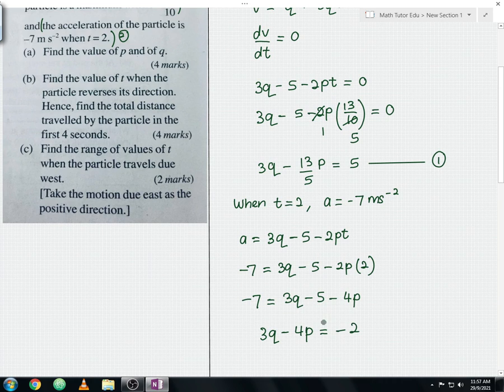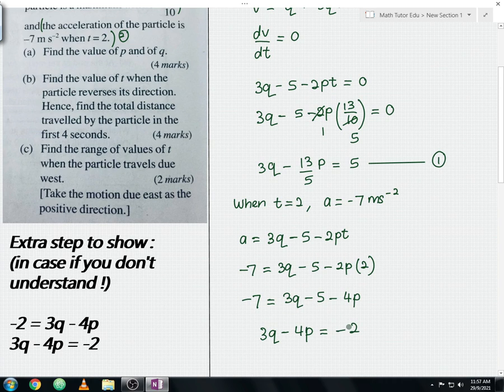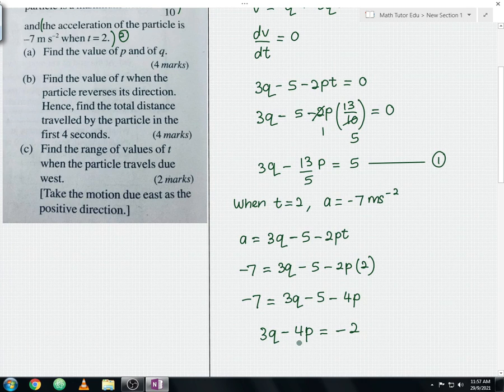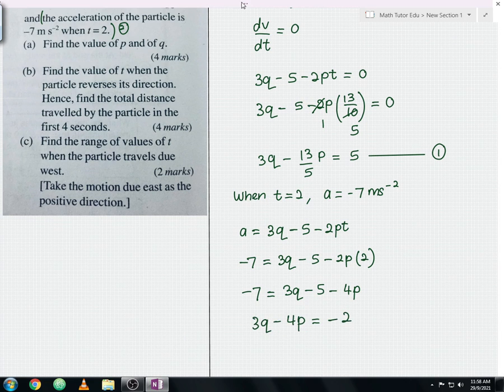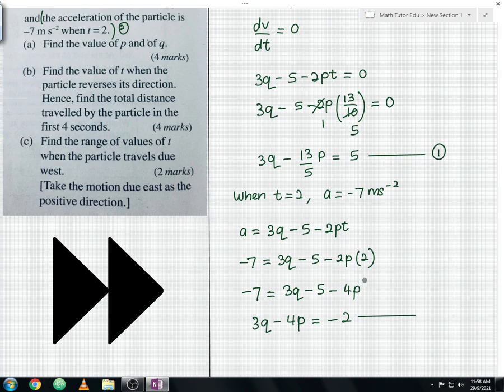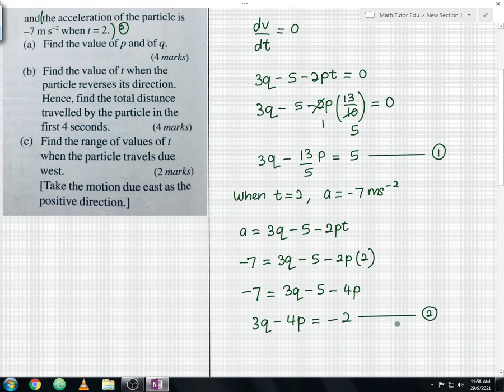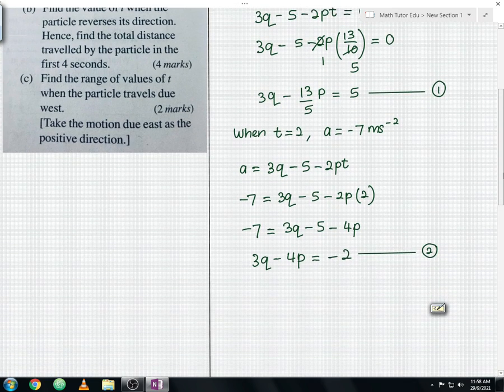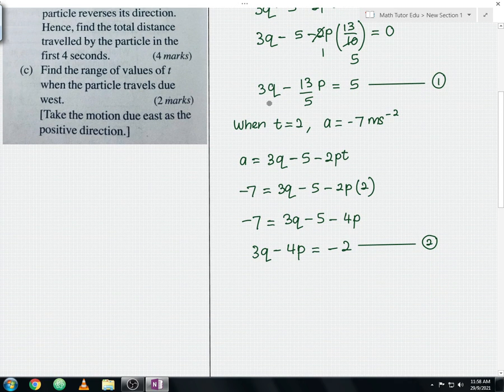Basically I interchange the sides over here. So from here this will be our second equation, guys, where you get 3q minus 4p is equals to negative 2. Let me label this as equation number 2. Once you get equation 1 and equation 2, now you can proceed to solve this using the simultaneous equation method. For these two equations we are going to use the elimination method. We can choose to eliminate the variable q first.